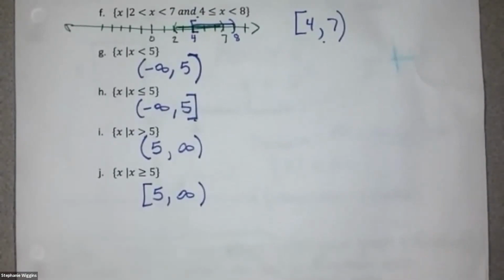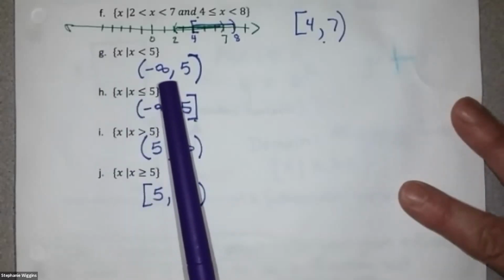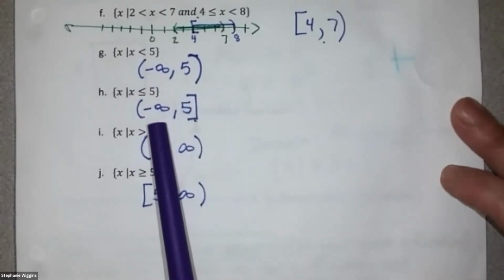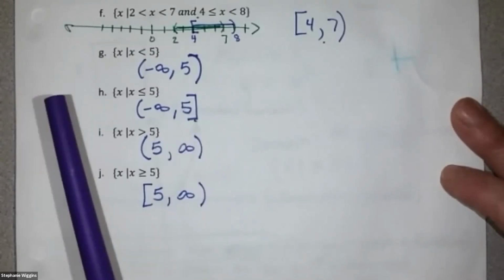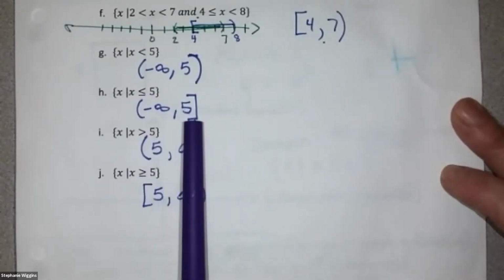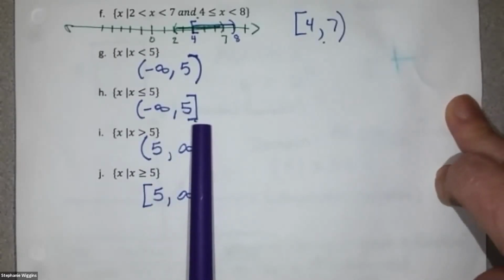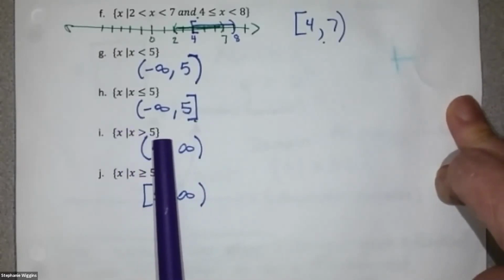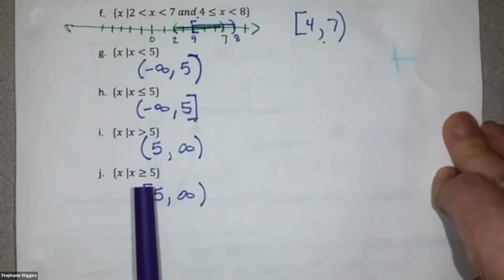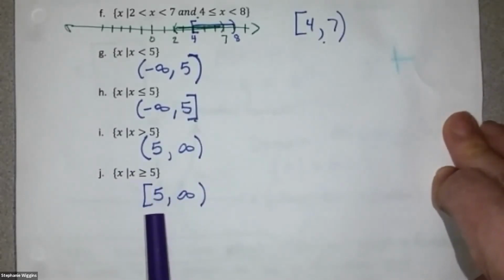And finally, with these last 4, these are sets that involve infinity. So if x is less than 5, as it is here in G, it's not including 5, so I use the open bracket. And of course, the infinities always have the open bracket. Here the 5 is included. X is less than or equal to 5, so I have from -infinity to 5 with the square bracket. Here x is greater than 5, so I'm going from 5 to infinity with the open bracket. And here it's greater than or equal, so I have the square bracket.